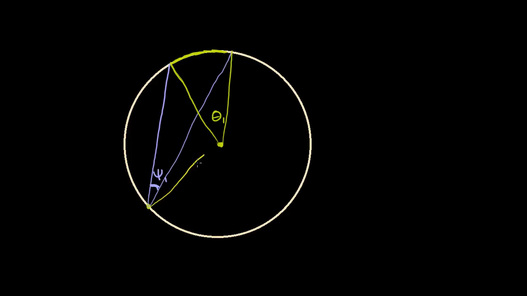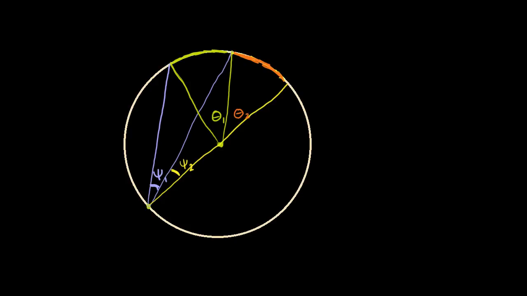Let's draw a diameter, and I have to draw a straighter diameter than that. So let's draw a diameter just like that. And let me call this angle right there psi 2, and it is subtending this arc right there. And the central angle that subtends that same arc, let me call that theta 2.